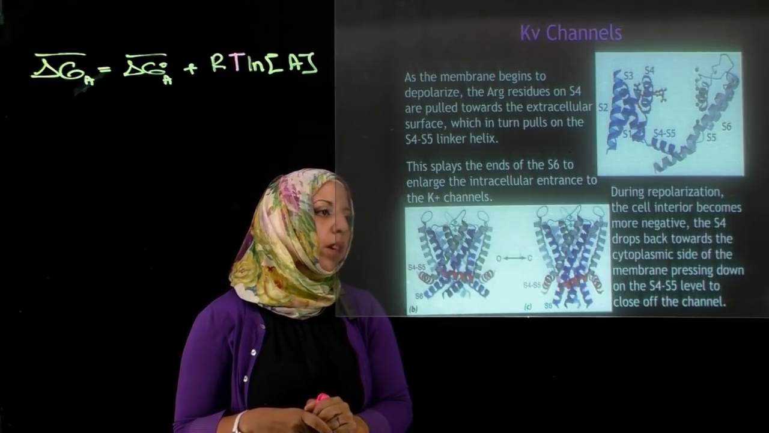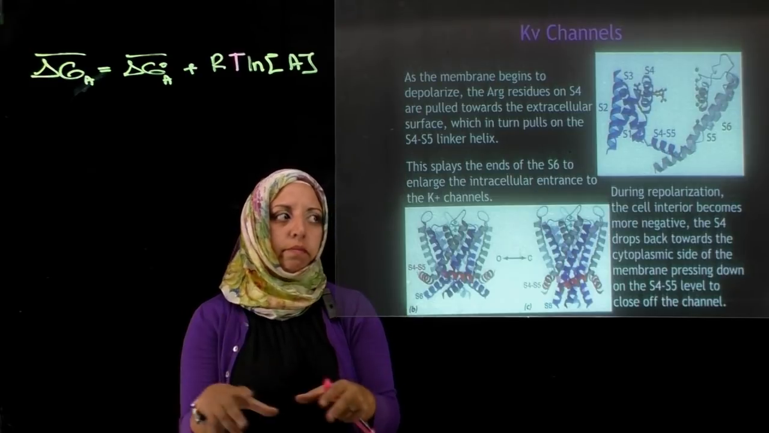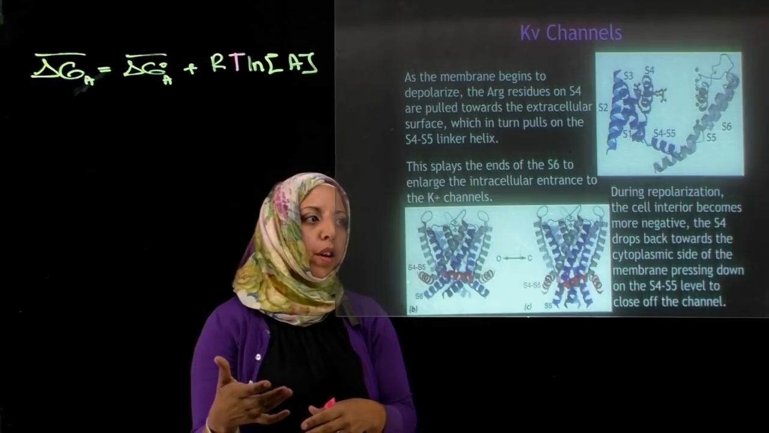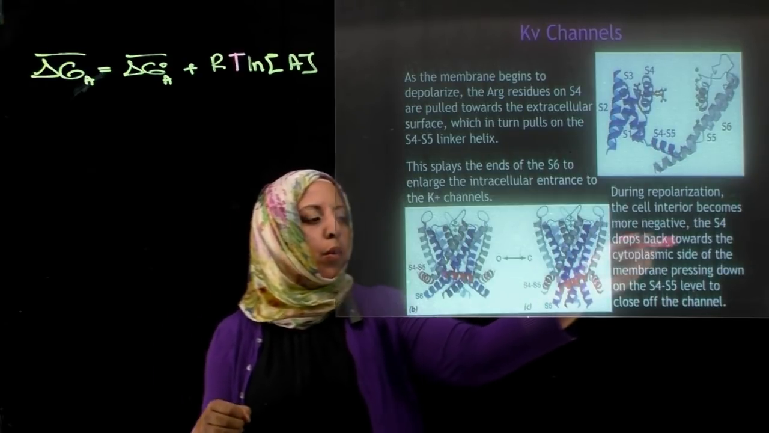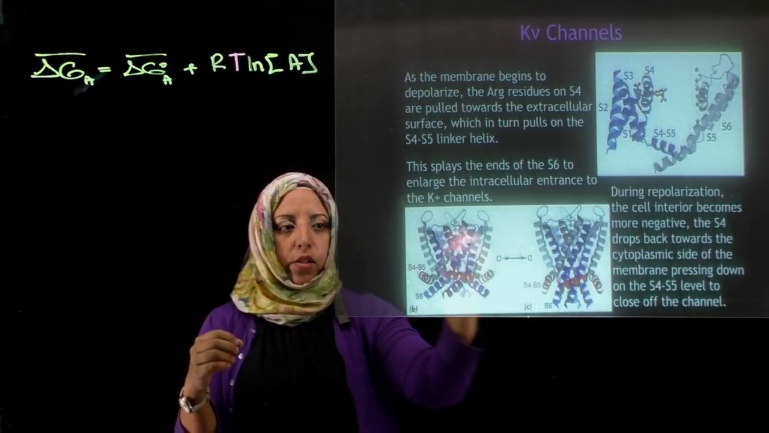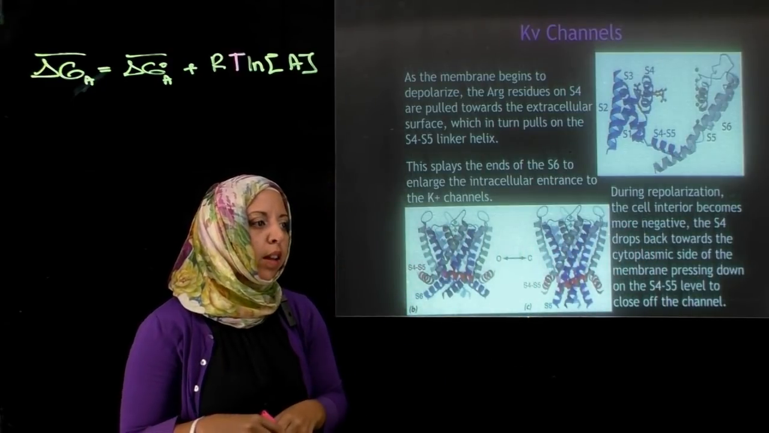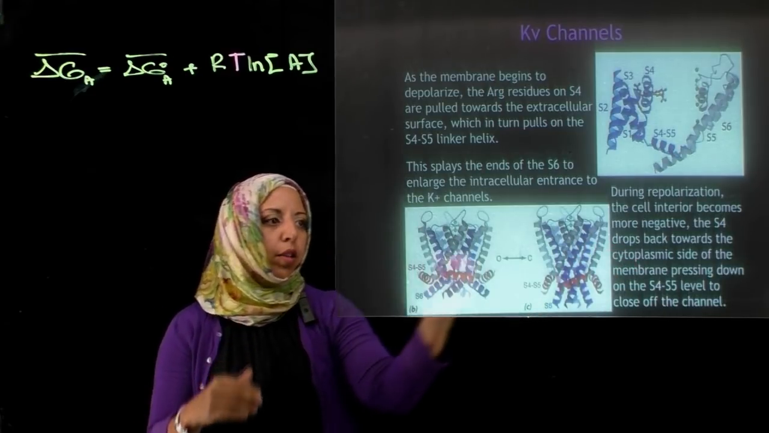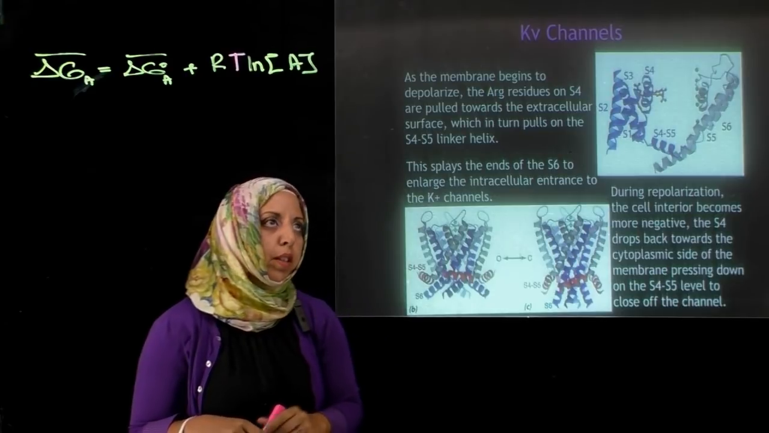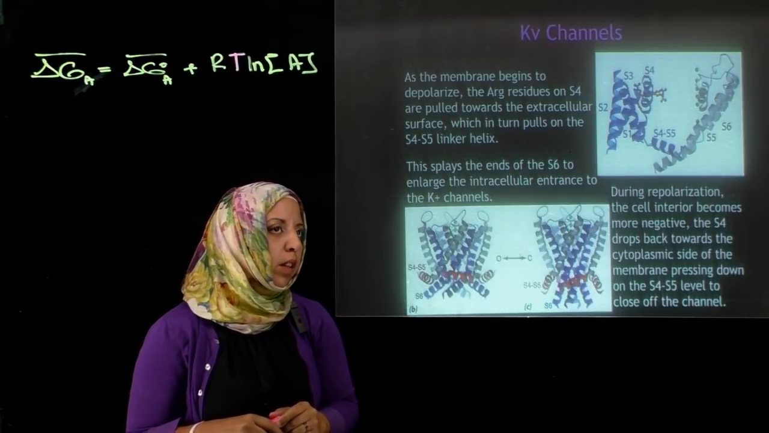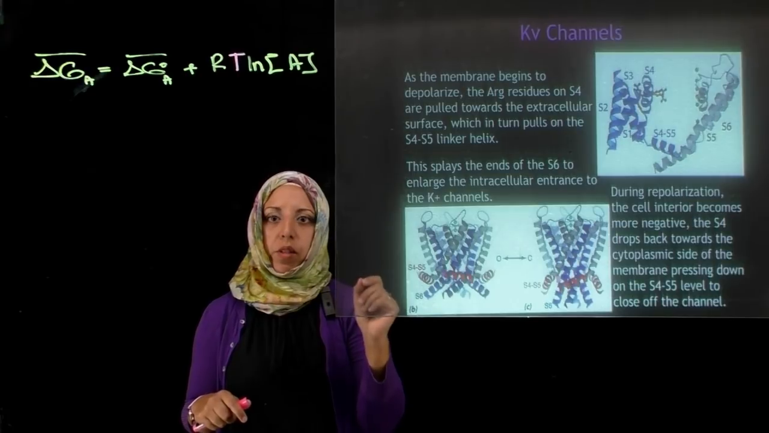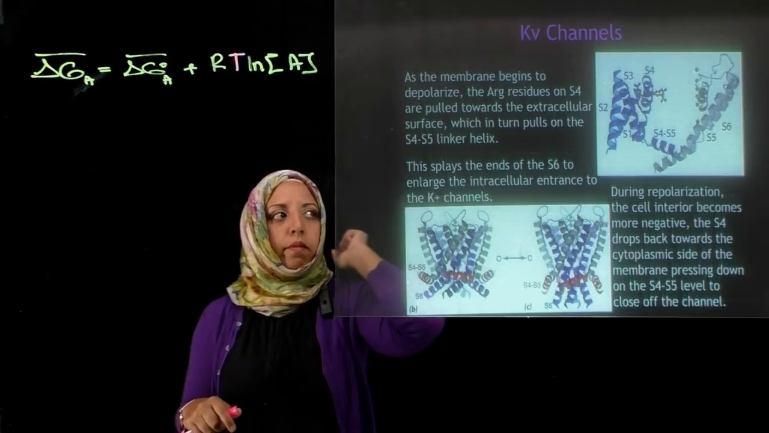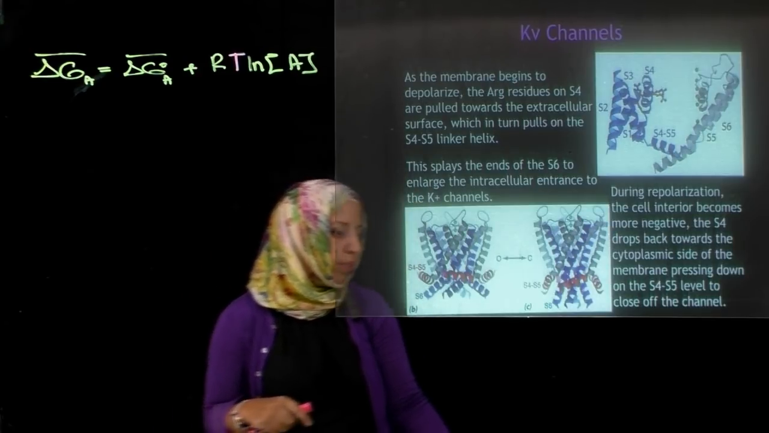change. Okay, so as the cell begins to repolarize, when the inside of the cell is more negative, the S4 helix will basically drop back towards the inside, towards the transmembrane domain, towards the cytoplasmic side, and then it will press down and close the entrance for the potassium ions to pass through, right? So it opens and closes in response to changes in the overall potential being positive versus negative.